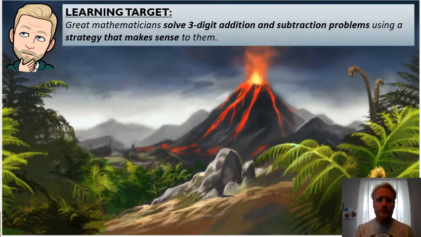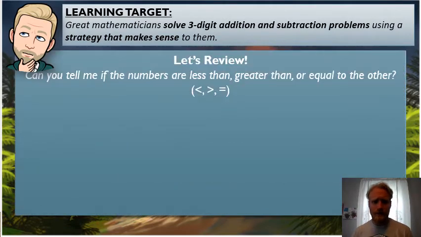So, before we get into our problems today, let's do a quick review on comparison. Can you tell me if the numbers are less than, greater than, or equal to the other? So, first one, 45 is blank than 54. All right, nice job. 45 is less than 54. Looking at the tens place, 40 is less than 50. Always start with that bigger place value.